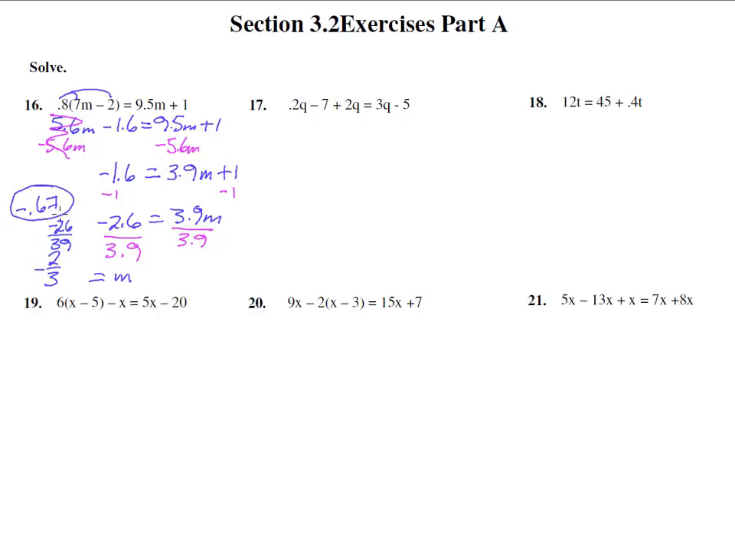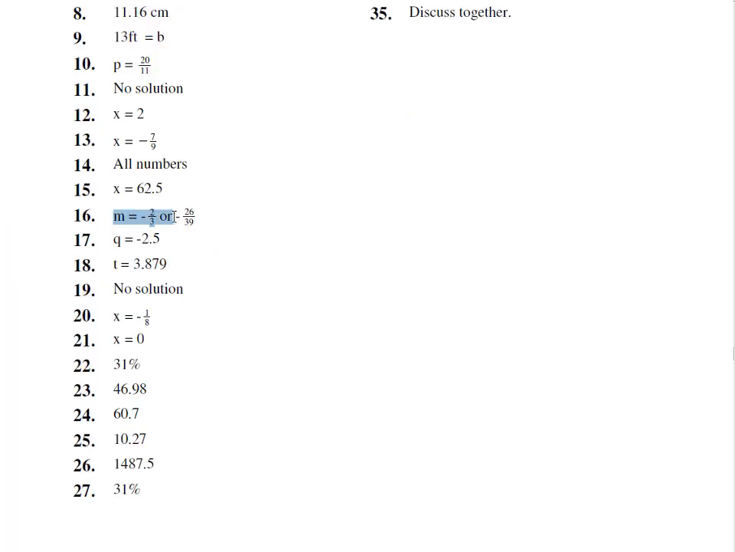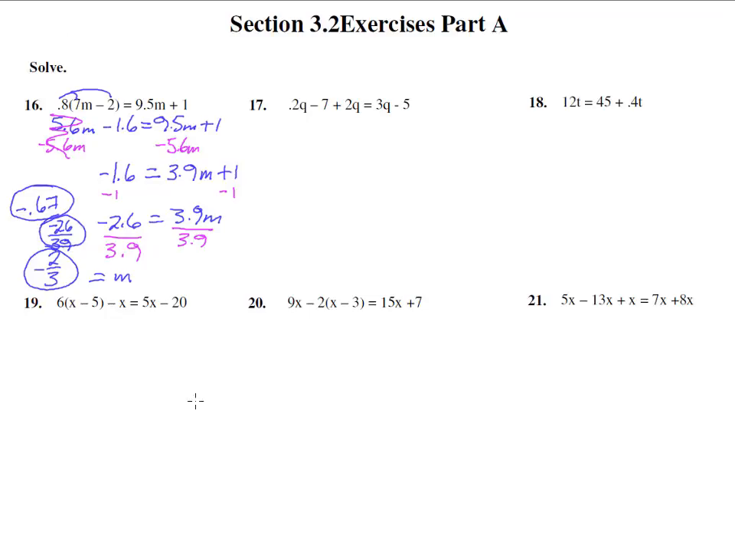So you could have this answer, or that answer. Let's check it in the book. And yep, negative 2/3, or they even wrote this down to help you out, that unsimplified fractions, or the decimal would be okay. Next one.